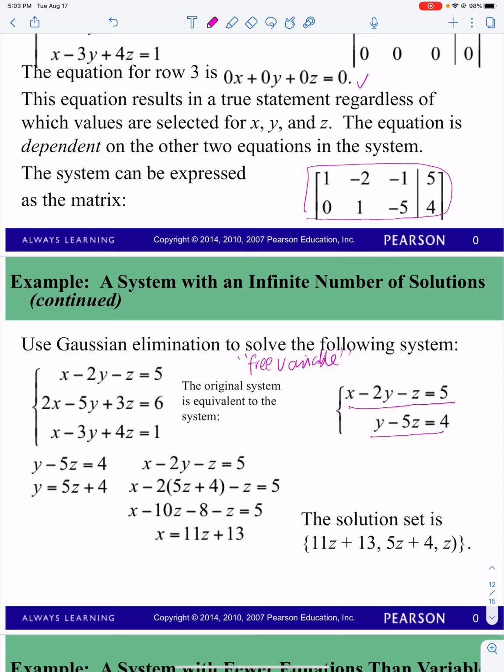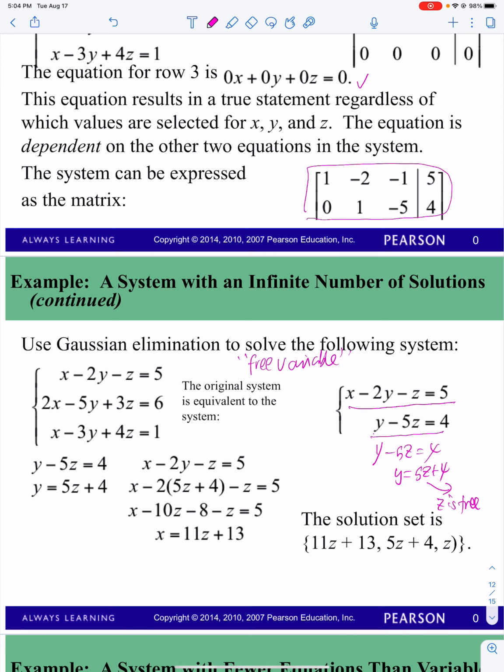We want to solve for one variable, so let one variable be free. How could we choose? We want to isolate the easiest one. So y minus 5z equals 4. What will you do? y equals 5z plus 4. Are you with me? Then what is the free variable? z is your free variable.